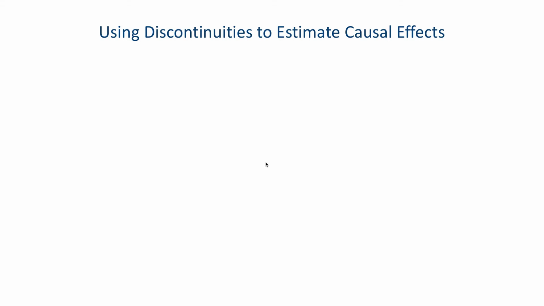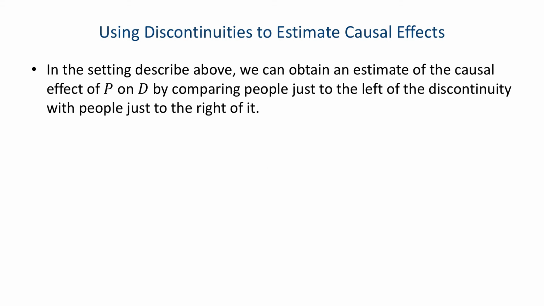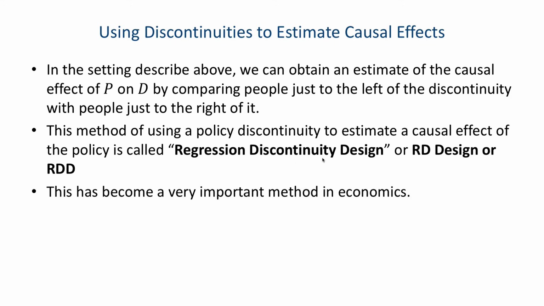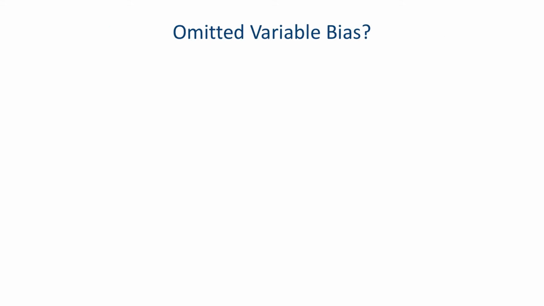In the setting described here, we can obtain an estimate of the causal effect of P on D by comparing people just to the left of the discontinuity with people just to the right of it. This method of using a policy discontinuity to estimate a causal effect of the policy is called regression discontinuity design, or also RD design, or sometimes RDD, as the acronym for all three words. This method has become very important in economics. The idea is that people to the left and to the right of the cutoff are essentially identical on average, except that they have different UI eligibility.